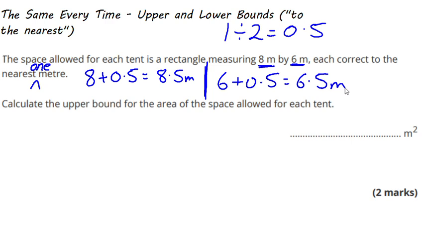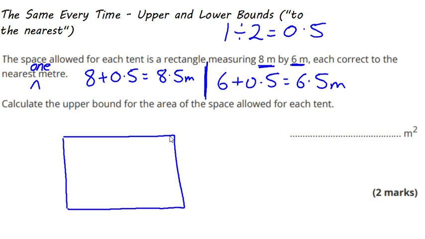Why did I need both my upper bounds? Because I have to now calculate the upper bound for the area of the rectangle. Now the formula for the area of a rectangle is just length times width, and that's going to give me the biggest possible area if the length is as big as possible and the width is as big as possible. So the biggest possible value for the length is 8.5, the upper bound. The biggest possible value for the width would be 6.5. That's also the upper bound.